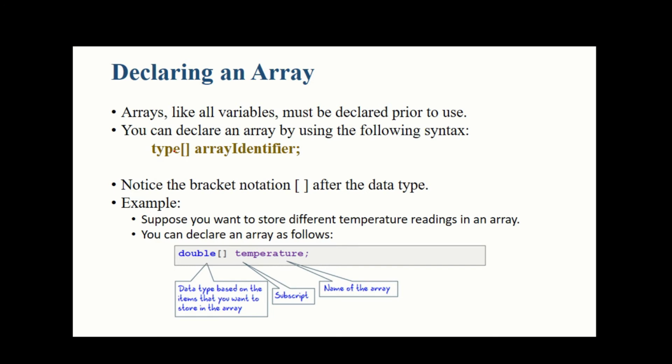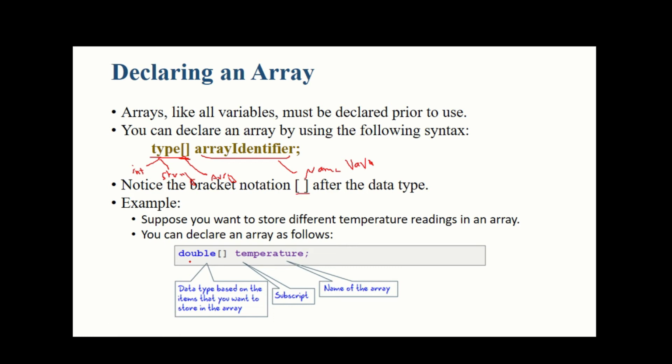How do you declare an array? Well, you put the type first. The type could be primitive such as integer, double, character, and so on. It could also be non-primitive such as string. And you need to put these brackets to indicate this is an array. Then you put the name of the variable. As I said, it's just a normal variable. You can name it any name. The bracket indicates it's an array.